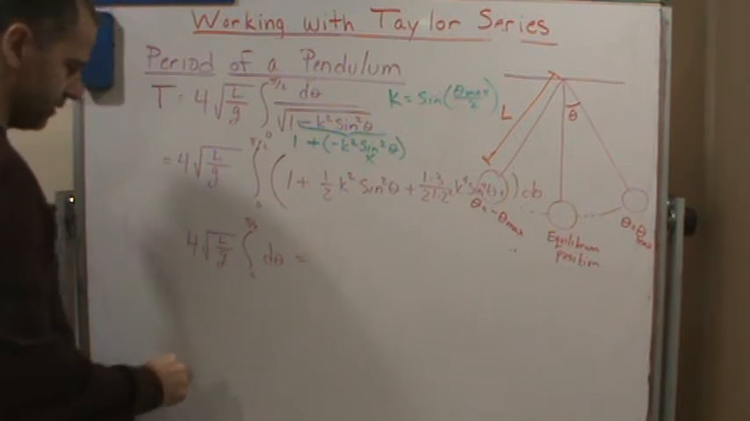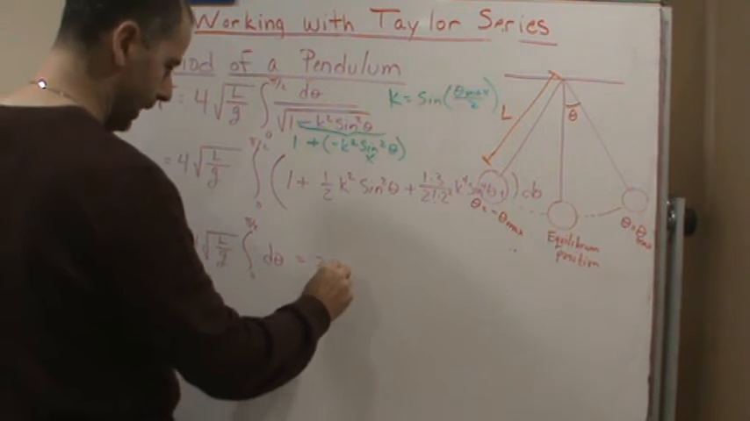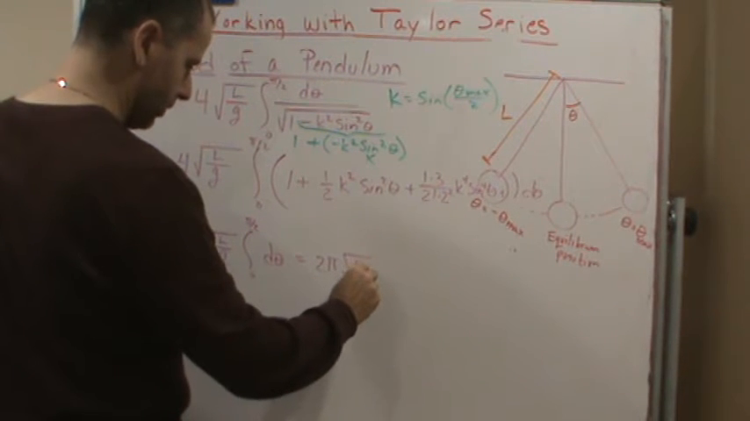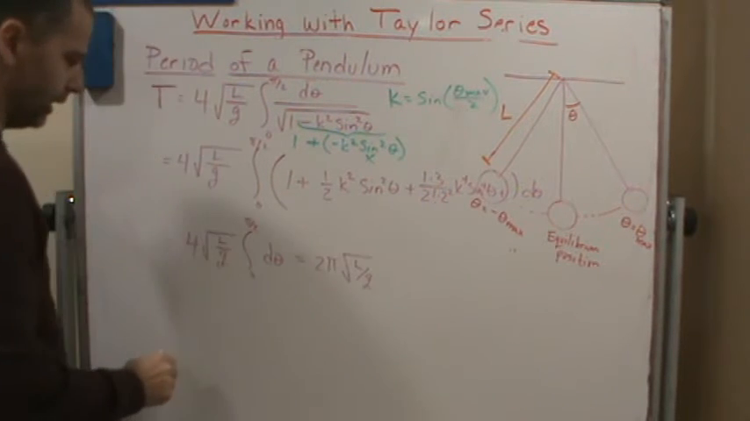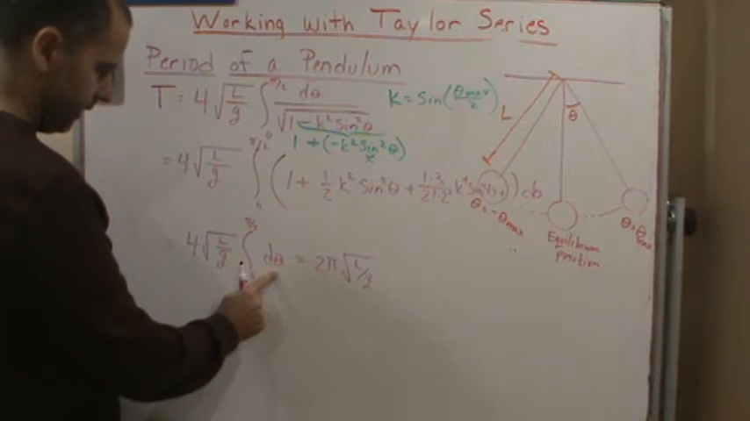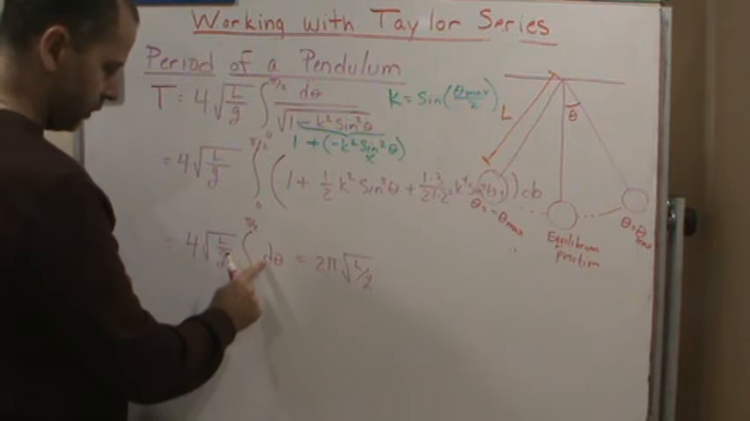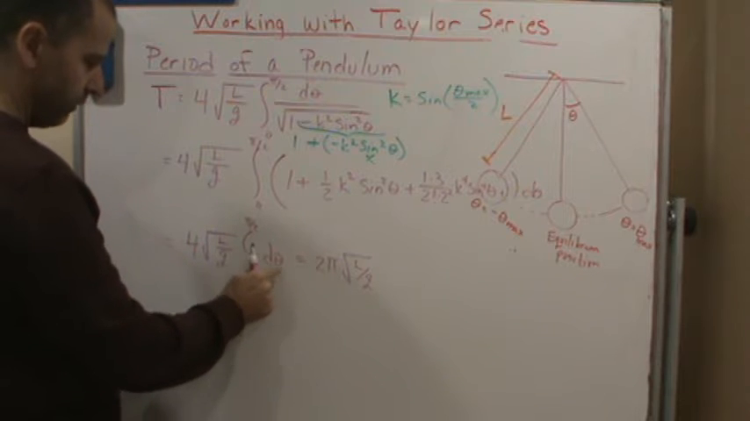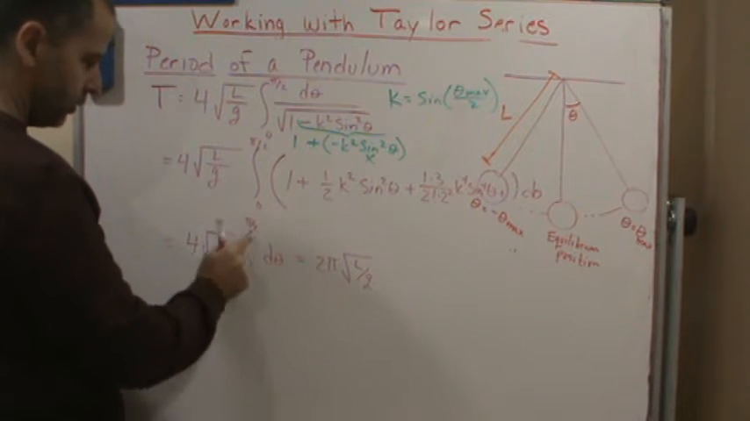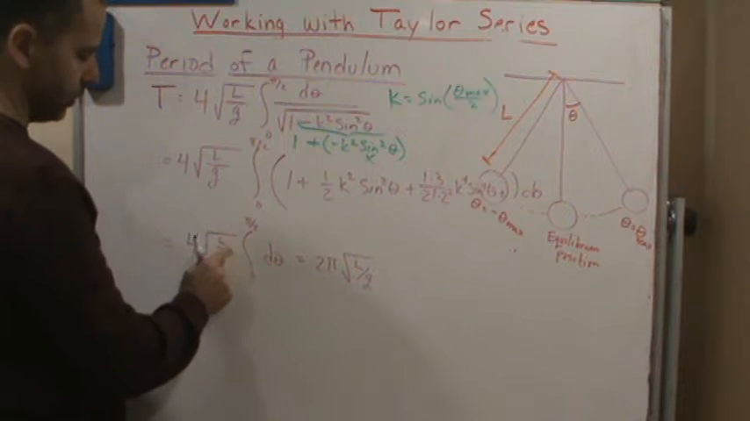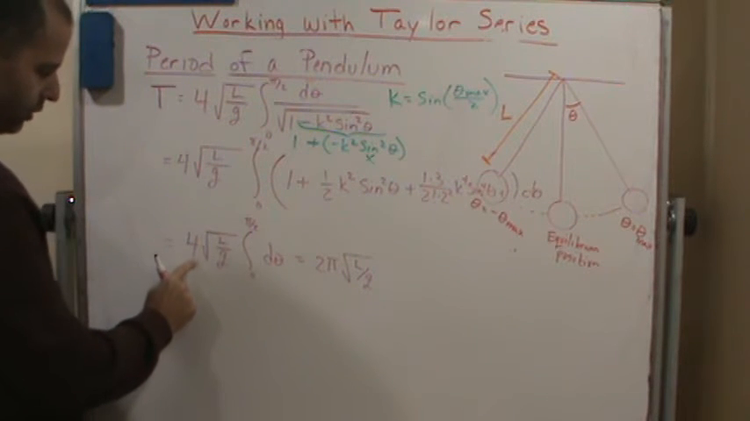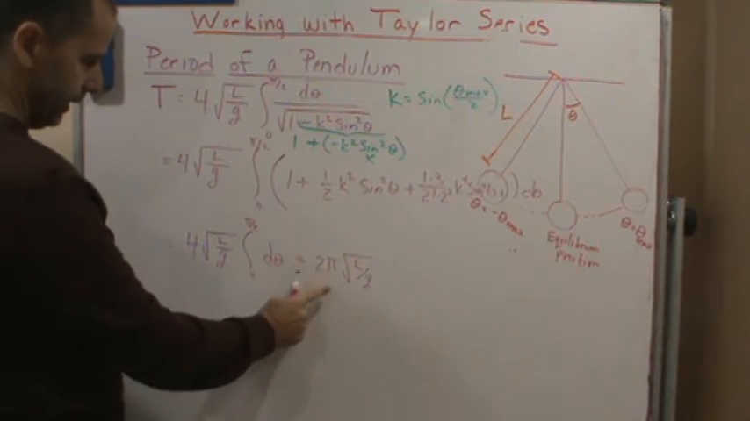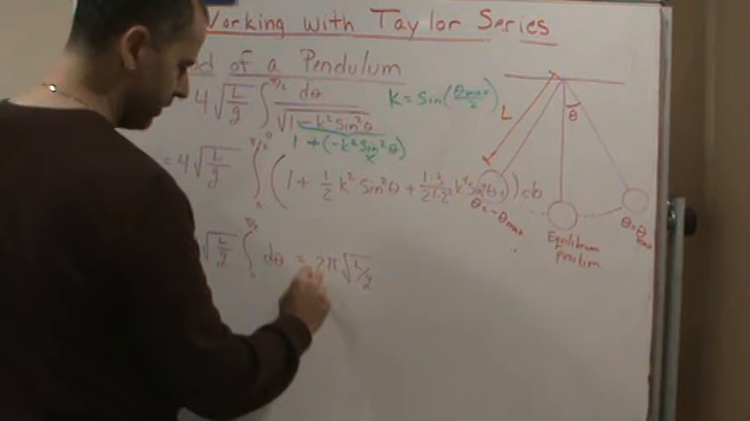And of course, this is just going to equal then 2 pi times the square root of L divided by G. Why? Because we're integrating this from 0 to pi over 2, which is just going to give us theta. And the evaluation of that from 0 to pi over 2 is just going to give us pi over 2. And so pi over 2 times 4 gives us 2 pi. And so we get this. So this is our estimate.